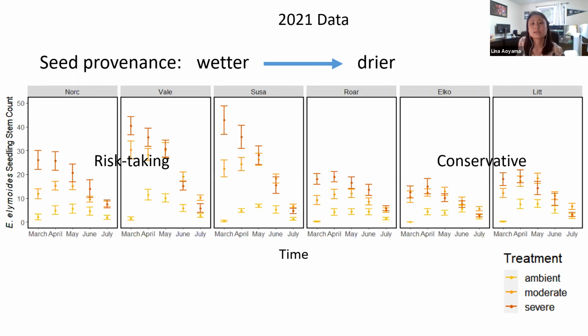We can think of these seedlings from wetter locations as risk-taking populations because they opportunistically emerge in the spring and take the risk of potentially dying in the summer. On the other hand, the seedlings from drier locations are perhaps more conservative as they emerge less in the spring to evade the summer heat and store their seeds in the seed bank until better conditions occur in later years.